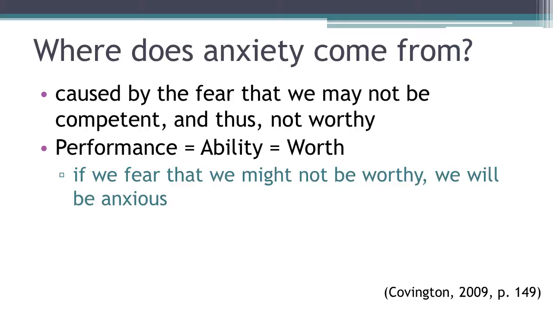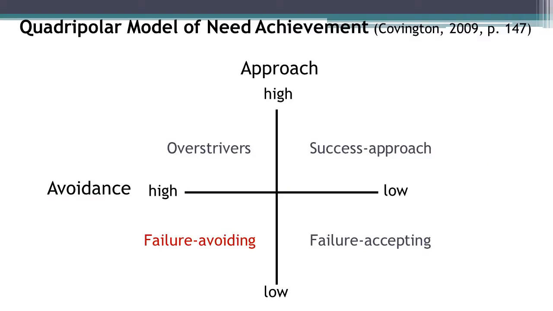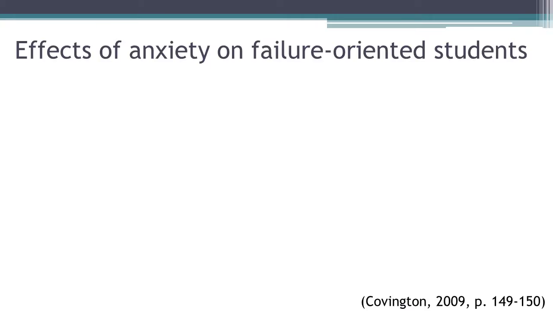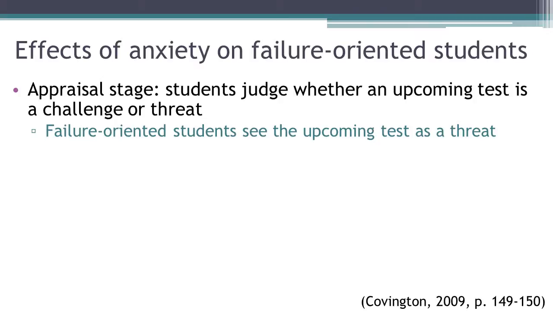Covington explains that it is also more complicated than this, and that there are different stages. Let's start by going through the stages for a failure-avoiding student. Remember that these students are high on avoidance and low on approach. The first stage is the appraisal stage, where students judge whether an upcoming test is a challenge or a threat. Failure-oriented students tend to see the upcoming test as a threat more than a challenge.